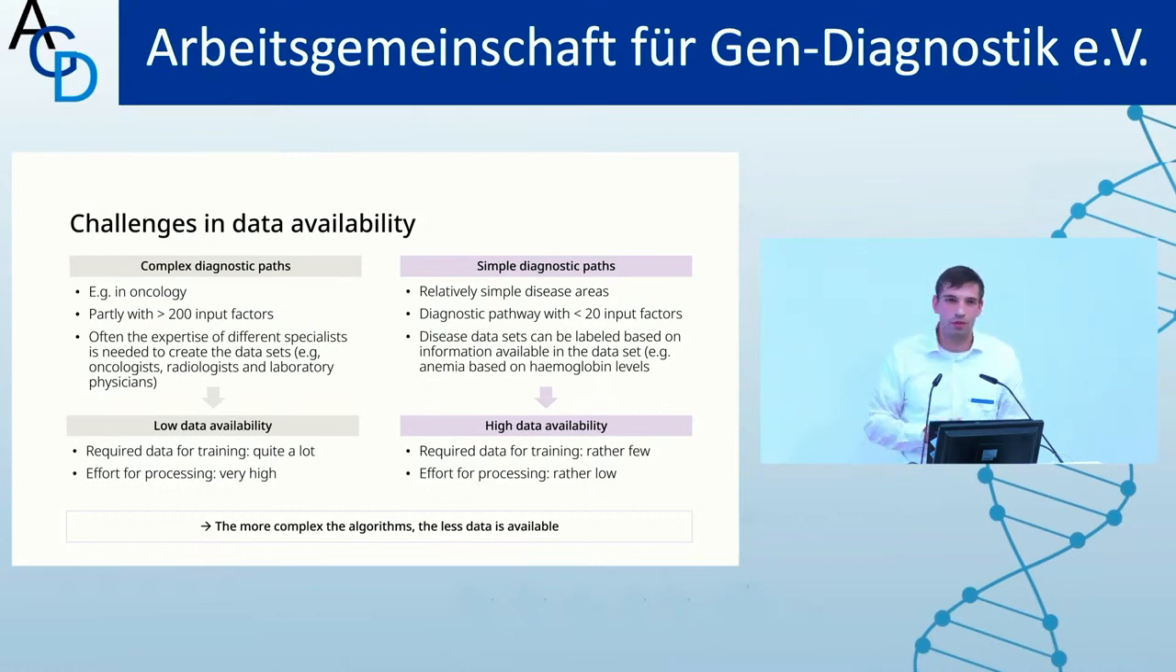On the other hand, you have diseases like anemia. Here, a residential lab can give you 100,000 test data sets if you want them. There are very few input factors, and you can use the hemoglobin level as your labeling parameter. So these are two extremes, and the bad thing is that the more complex the algorithm, the more training data you need, but also the more difficult it is to get that training data. So it's a very tricky situation you're in, especially when it comes to complex disease areas or rare diseases.